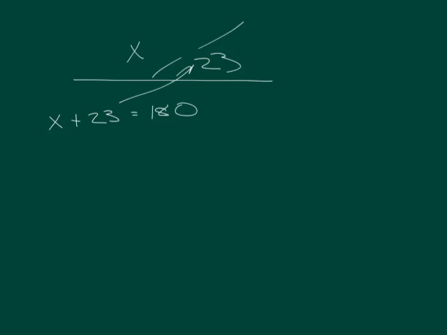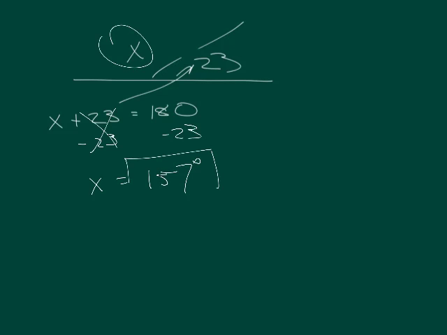Well, it's simple for me to do because all I have to do is subtract 23 here, subtract 23 here, because that makes it my x all by itself, and that's what I'm looking for here. So 180 minus 23 is 157 degrees. So that is my other angle that when I add 23 to it, I get 180. All right, so that is some help for the problem set 3.2.